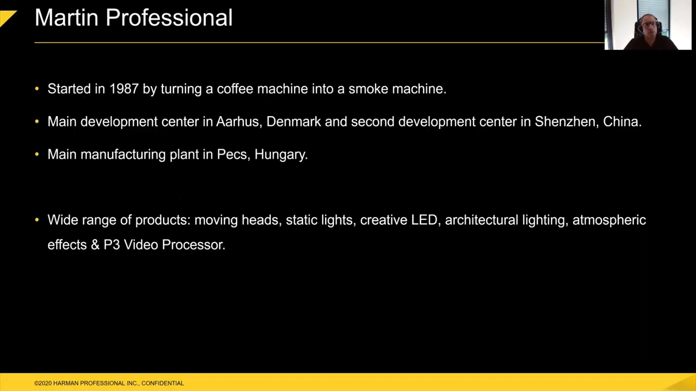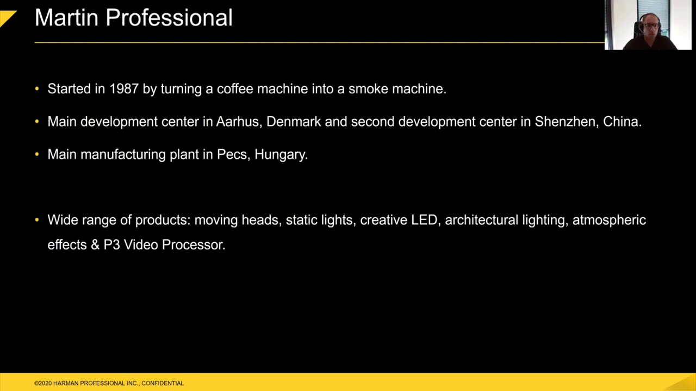But first of all, who is Martin Professional? We started in 1987 by turning a coffee machine into a smoke machine on purpose, actually. Right now, our main development center is still in Aarhus, Denmark, as it was back in '87. And we now also have a second development center in Shenzhen in China. Our main manufacturing plant is located in Pécs, Hungary, in Europe.